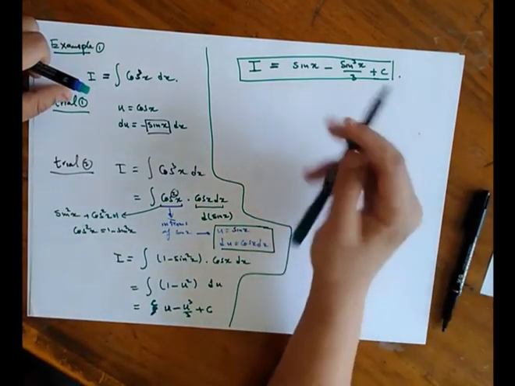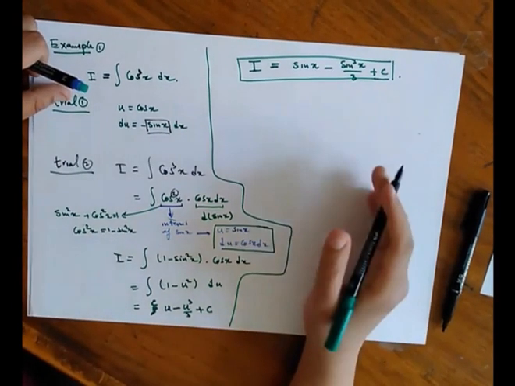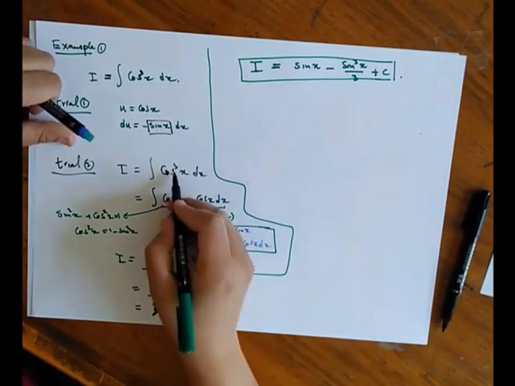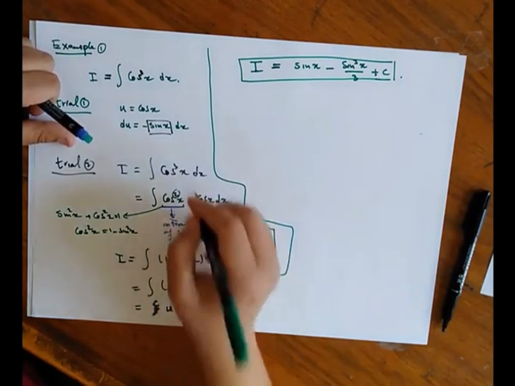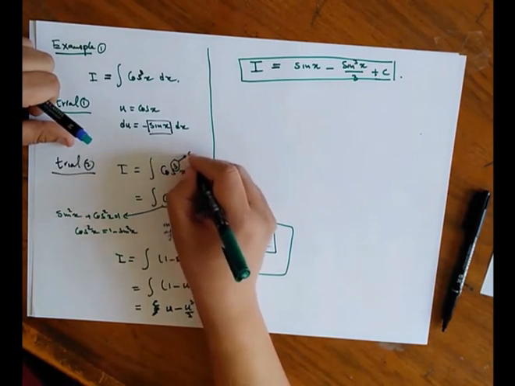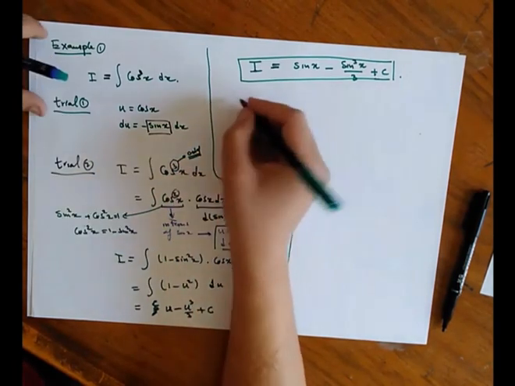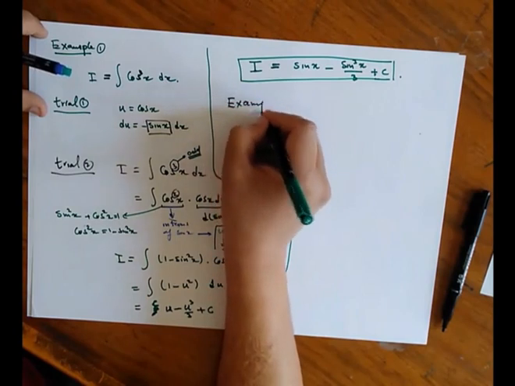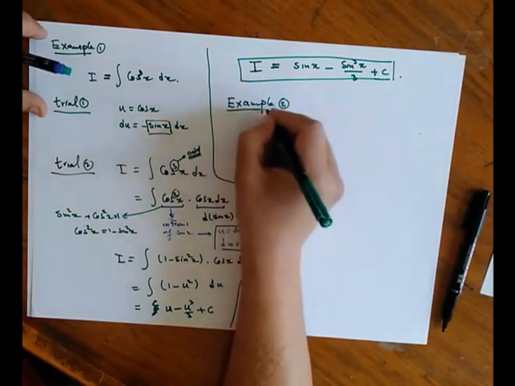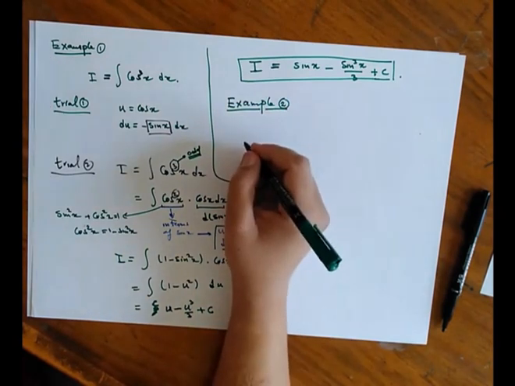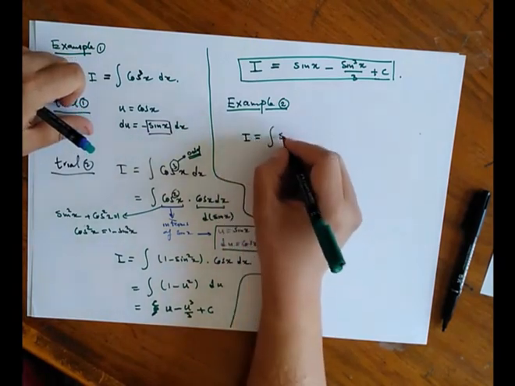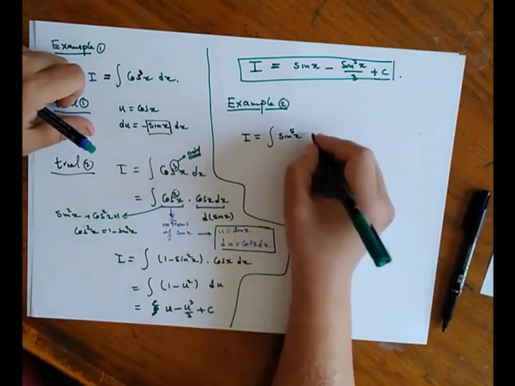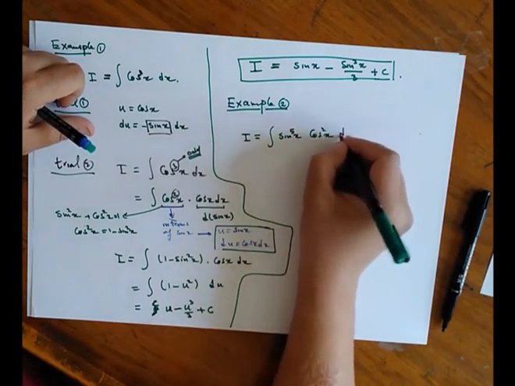Okay, so let's see another example. The point here, before we go to this example, is that when you separate this cosine, the power here is even, so you need this power to be odd. So let's see another example. Example 2. Let's make it a little bit more complicated. So you have the integral of sine to the power 5 times cosine square x dx.